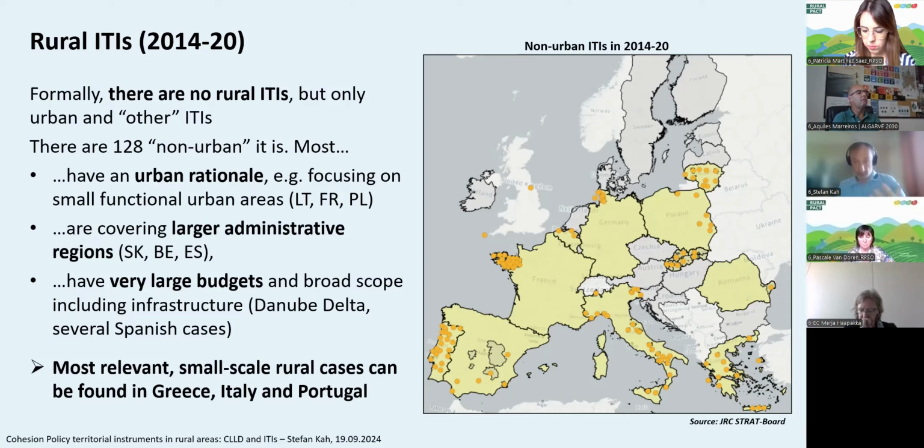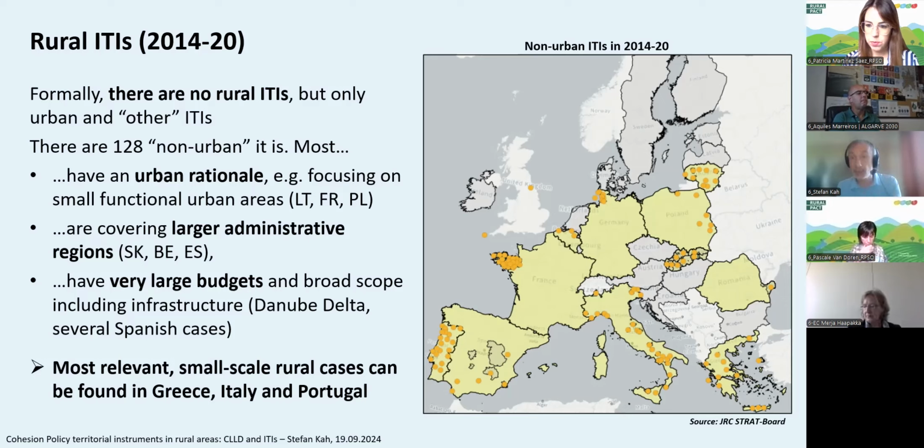Formally, if you look at how it is phrased, there are no rural ITIs. There are urban ITIs and there are other ITIs. So not everything that is a non-urban ITI is really rural in practice. On the map, you can see, again from the Strat board, the rural ITIs in 2014-20, but these 128 are not all really what we are looking for in this discussion, because many of these still have an urban rationale. So they still either are actually urban and they are labeled as non-urban for regulatory technicalities, which I'm not going into.